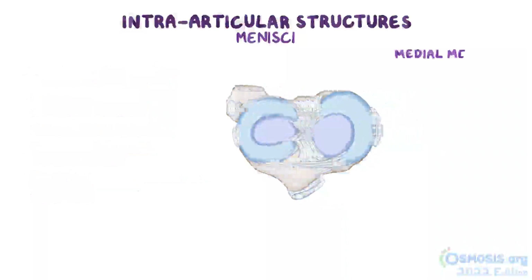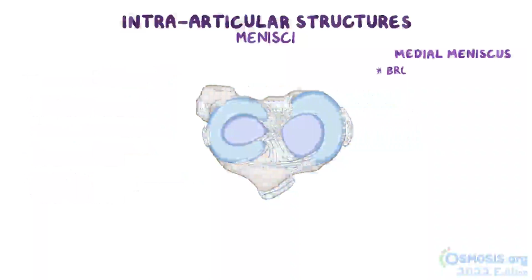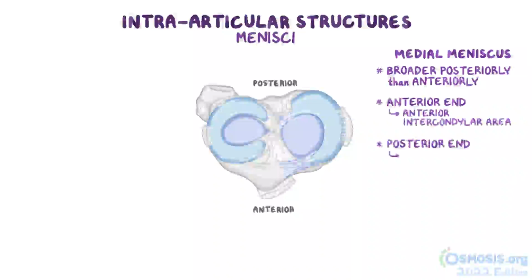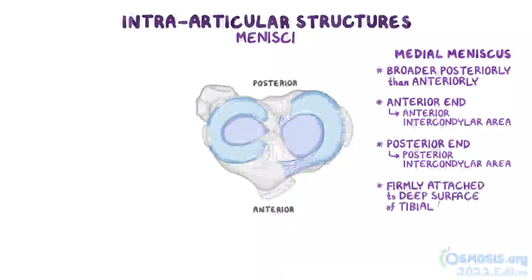First, the medial meniscus is C-shaped and broader posteriorly than anteriorly. Its anterior end is attached to the anterior intercondylar area of the tibia, and its posterior end is attached to the posterior intercondylar area. The medial meniscus also firmly adheres to the deep surface of the tibial collateral ligament.